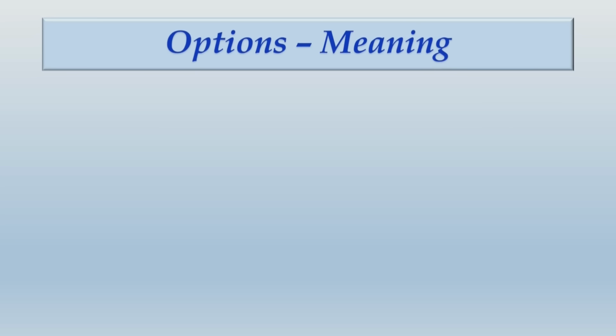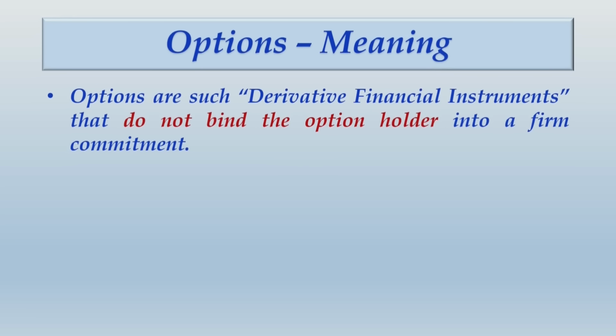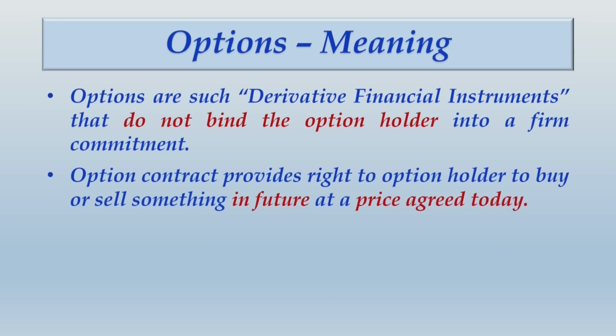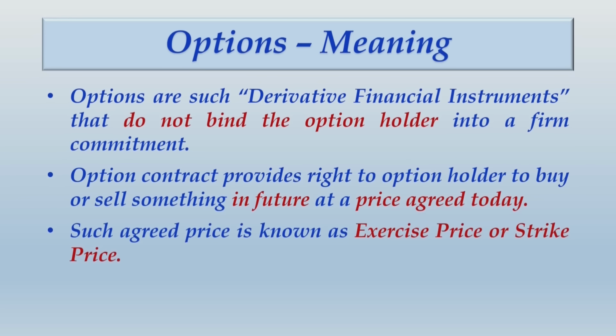And here whatever I am displaying, this is something that you need to write. So please write, options are such derivative financial instruments that do not bind the option holder into a firm commitment. Option contract provides right to the option holder to buy or sell something in future at a price agreed today. Such agreed price is known as exercise price or strike price.